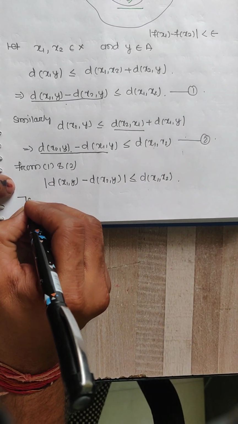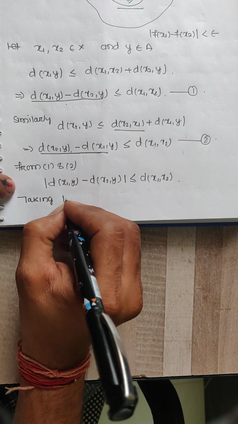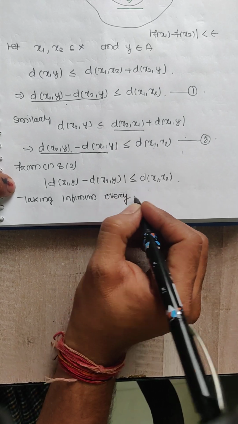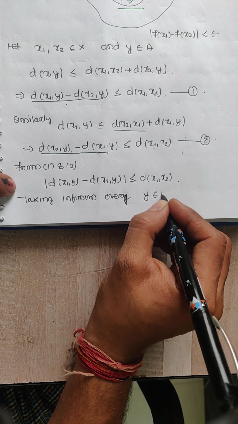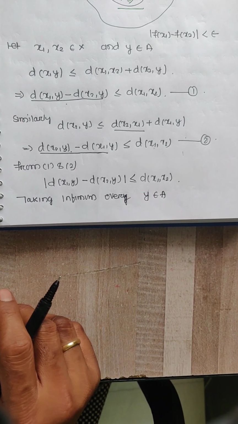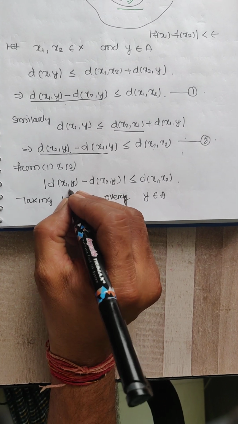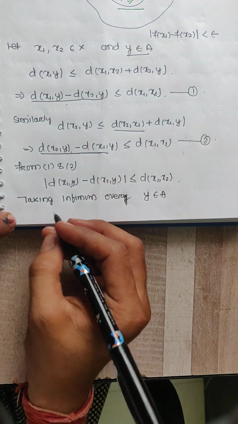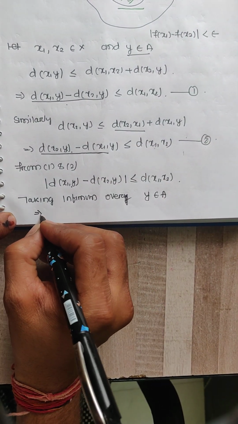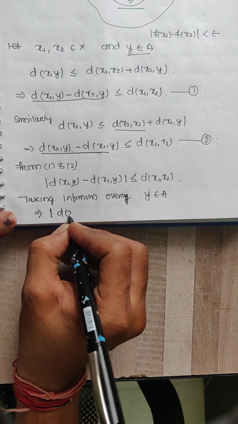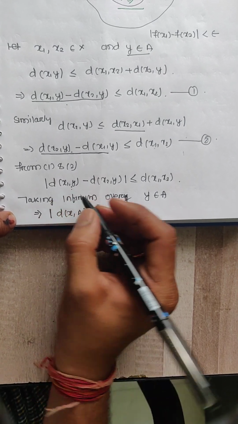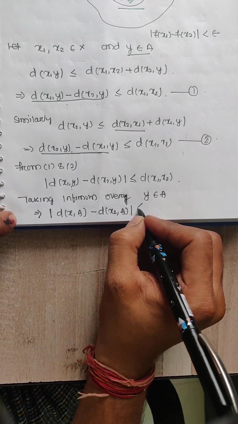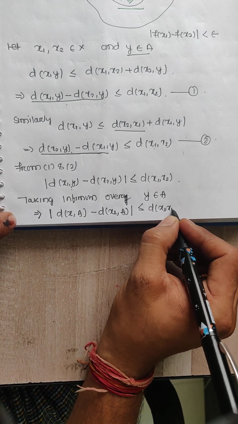Now I am taking infimum over y belongs to A. I am taking infimum on both sides over y belongs to A, meaning for every y. This is true for every y because I have chosen y arbitrarily. So what will happen? That implies this is nothing but distance between x1 and A, because of infimum, minus distance between x2 and A is less than or equal to distance between x1 and x2.